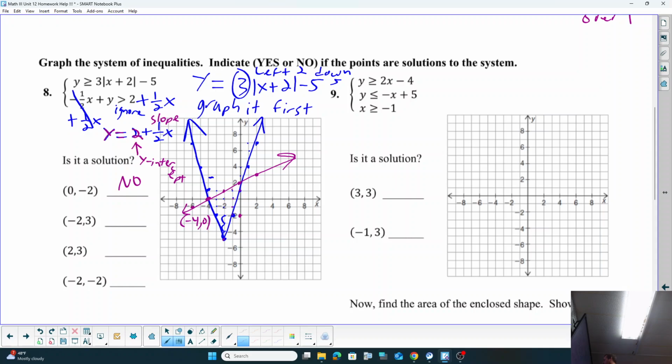Right 1, 2, (-2, 3)? No, not a solution. What about (2, 3)? No, not a solution. What about (-2, -2)? Still not a solution. Something's going wrong here. Let me take a look. There has to be at least one solution.